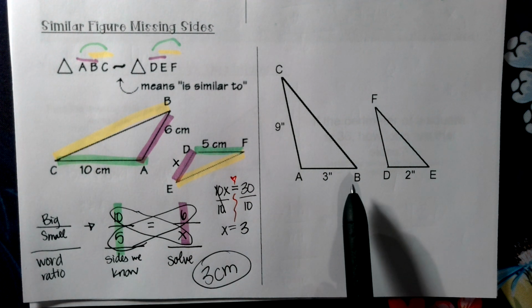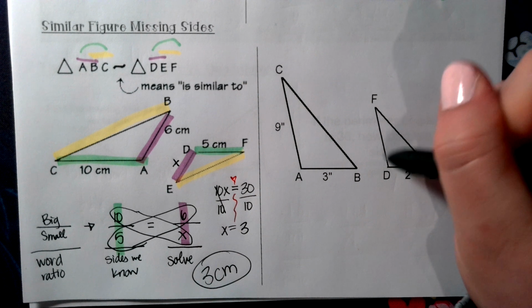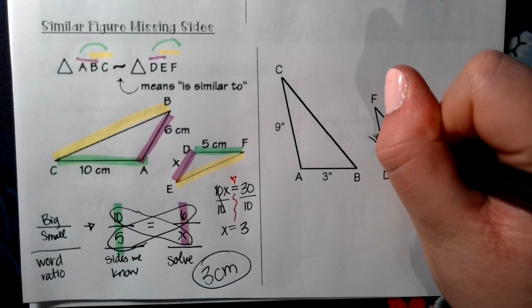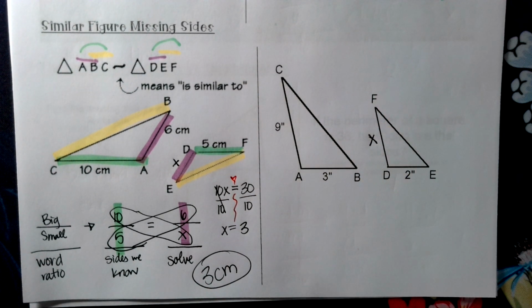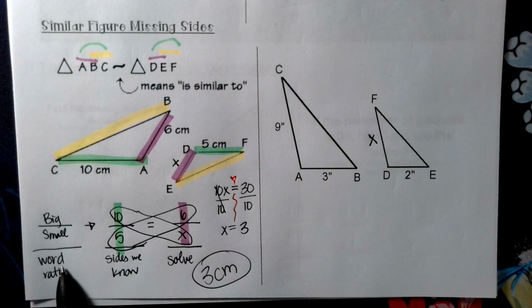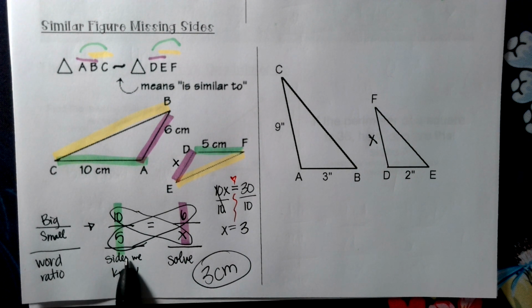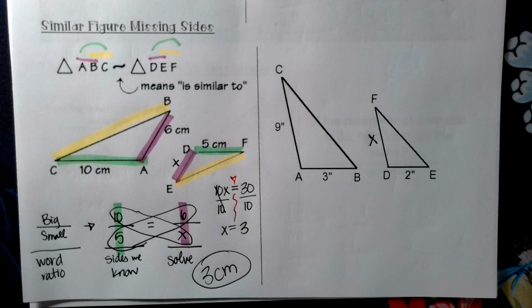Go ahead and try this one on your own. You're going to solve for this side length right here, this FD side. Use your highlighters or your colored pencils or your crayons to get your corresponding sides together. Set up your word ratio, what sides you know both of, and then what you're trying to solve for. Go ahead, pause the video, and try it on your own.